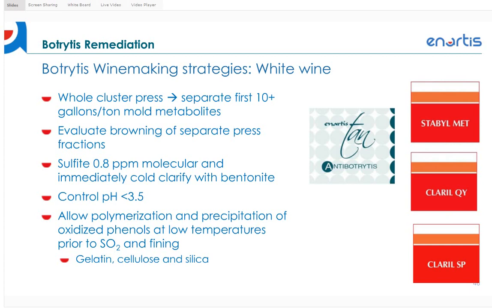Controlling the pH and acidulating is very critical to increase the efficiency of SO2. And if there is any sort of browning that is happening, allowing polymerization and the precipitation of these oxidized phenols is important. And then there are many sorts of phenolic fining tools like gelatin, cellulose, and PVPP, which can be utilized to remove these browning pigments.